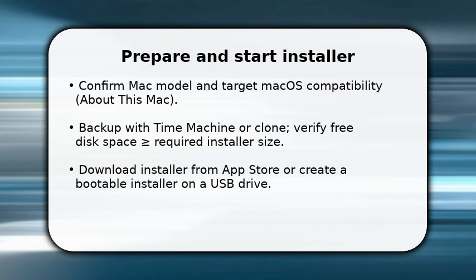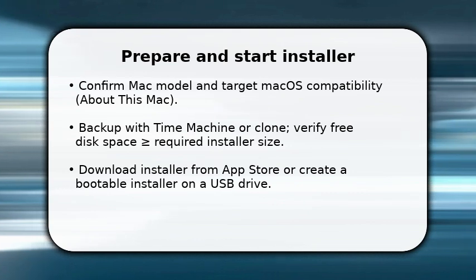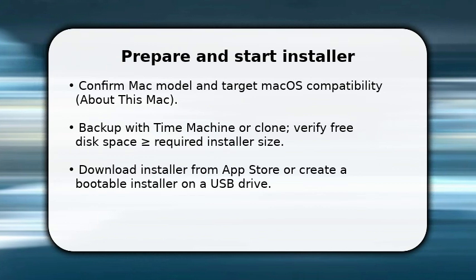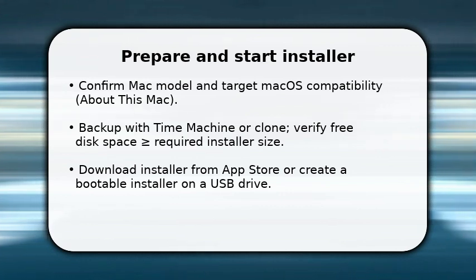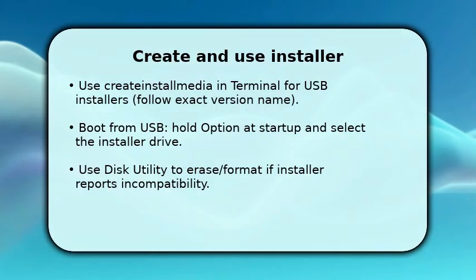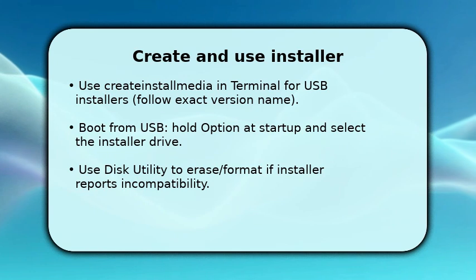Next, free sufficient space. Installers often need several GB plus scratch space, so clear files until you exceed the installer size. Finally, download the correct Mac OS installer from the App Store or build a bootable USB installer to force the requested version. You will create the bootable installer using Terminal's create_install_media command, specifying the exact installer app name so the tool targets the requested version.